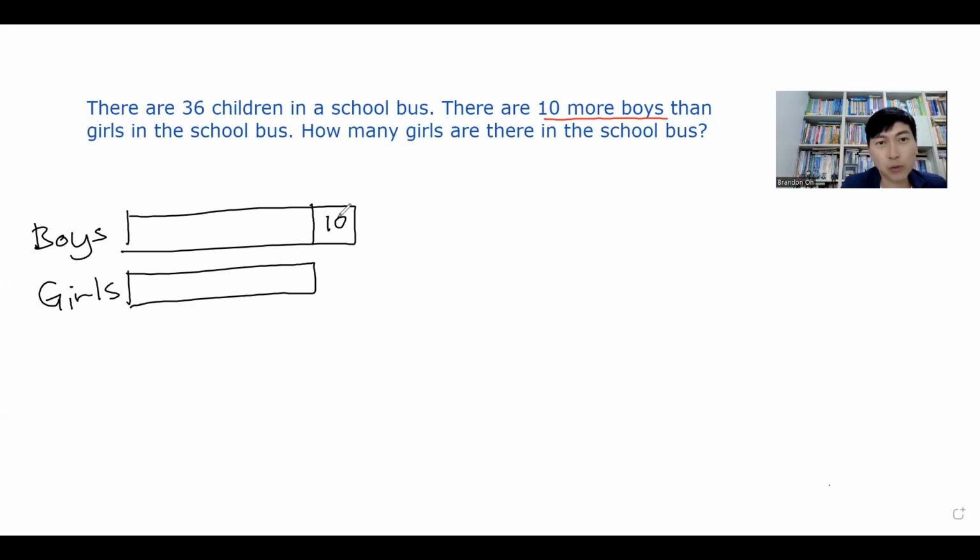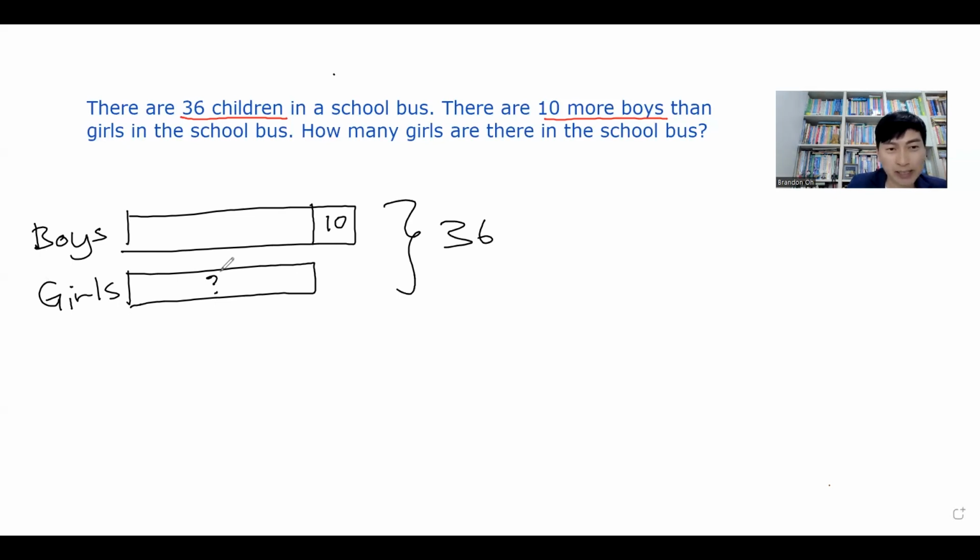What else do we need to put in the model? As you can see, in that question, there are 36 children at first. So how do I show the 36 children? This will show the total, and my total will be 36. Now, what do we need to find? The question wants us to find the number of girls in the bus. So we will put a question mark in the bar to show what we are finding.